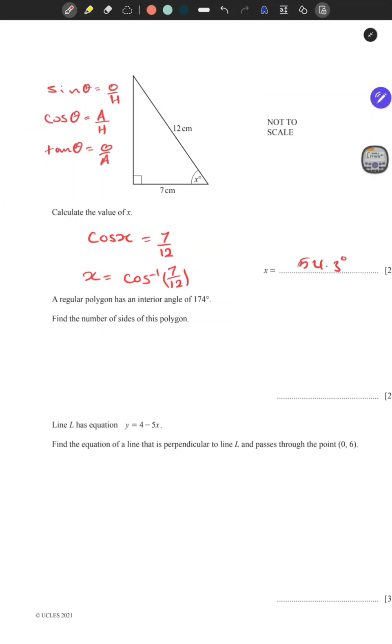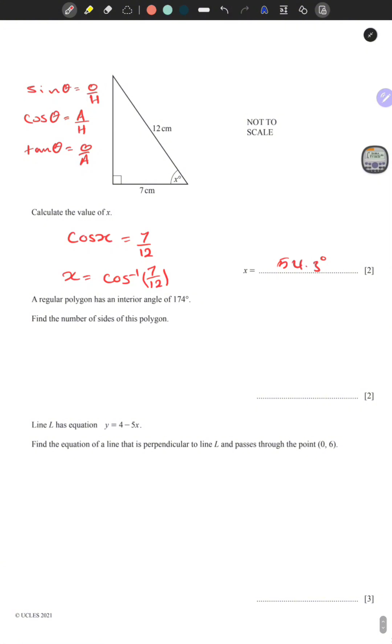Okay, let's go for the next question. A regular polygon has an interior angle of 174 degrees. Find the number of sides of this polygon. So I will recall the rule quickly. The rule of the interior angles of a polygon states that the sum of the interior angles of the polygon equals n minus 2 times 180.